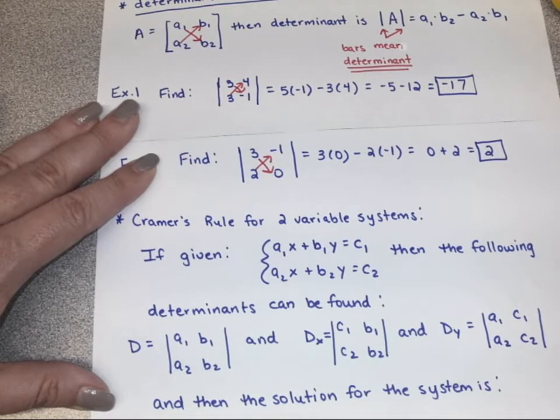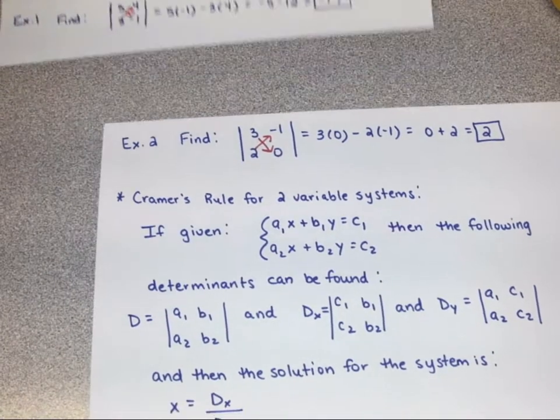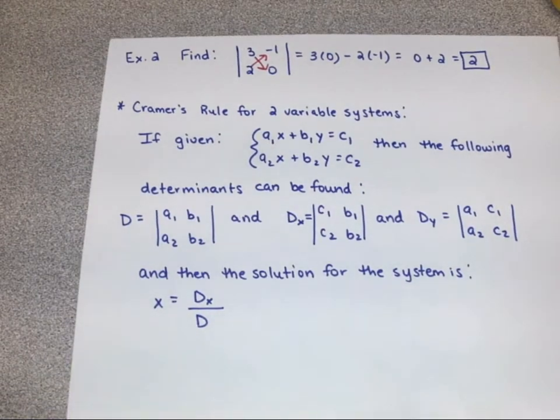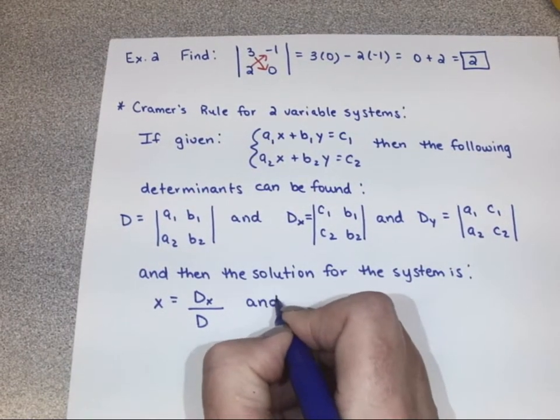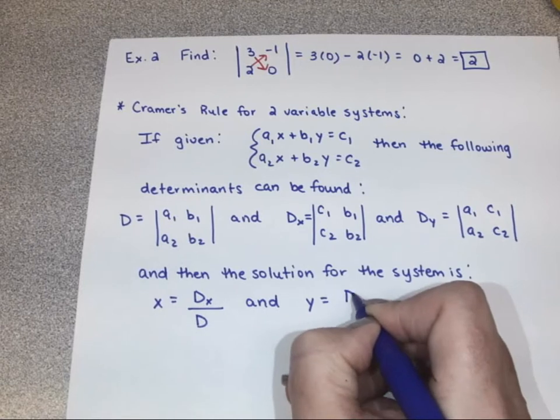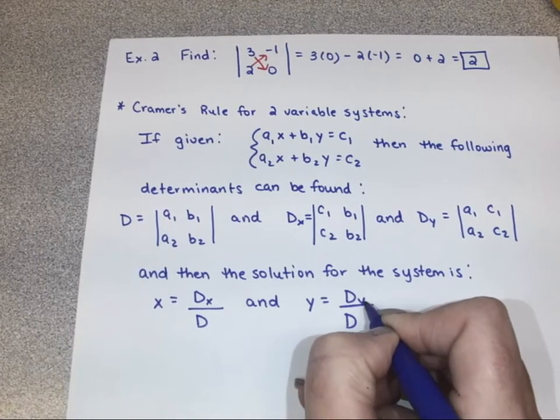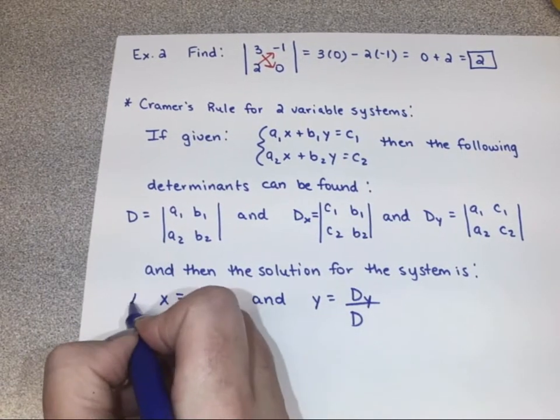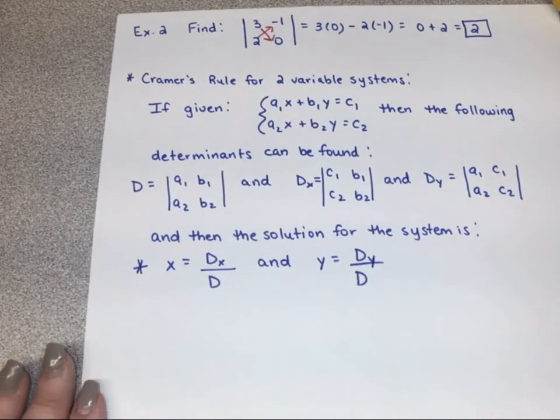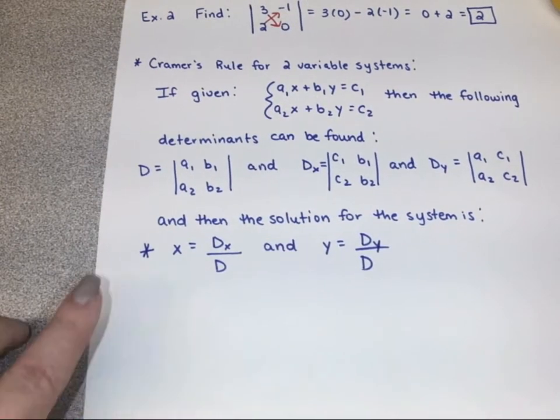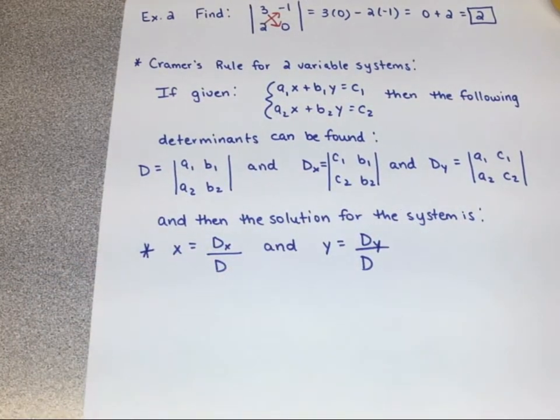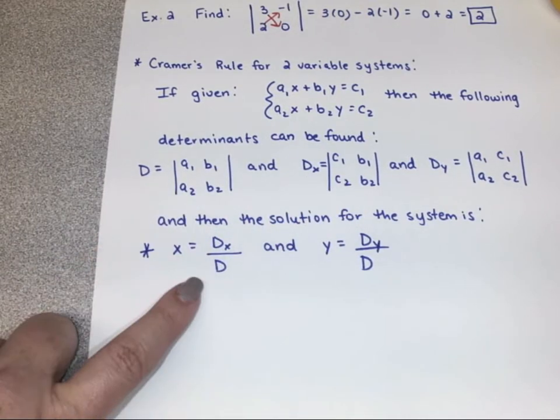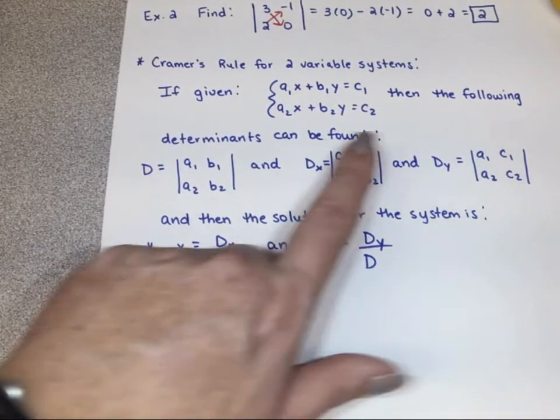So the x solution will be whatever you got for the d sub x over the d number. And y will be the d sub y over the d number. Okay, so this is really the biggest point of Cramer's rule. Once you find these three numbers, because these are just going to be numbers, then you put this one over this one for your x. You put this one over this one for your y.